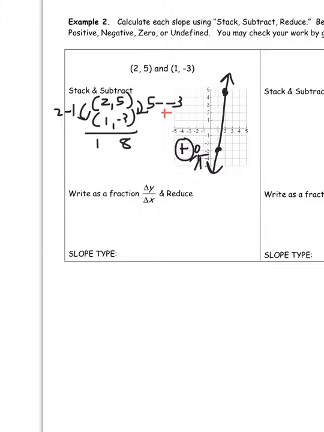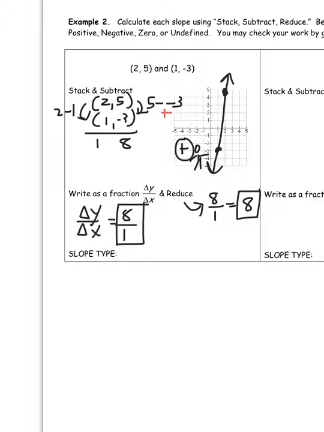Next, remember, when we find slope, we have to write it as a fraction. So our slope is change in y over change in x, the fraction. Our y value is 8. Our x value is 1. So our slope is 8 over 1. If we reduce 8 over 1, it's actually just the number 8. But you could write either of these and they're both correct. Our slope type here, look, our signs are the same, positive and positive, which means our slope is positive.